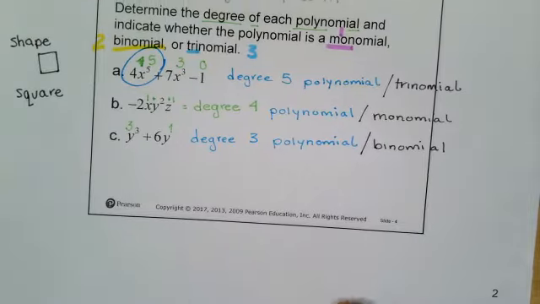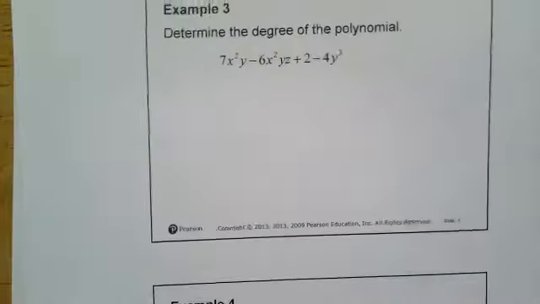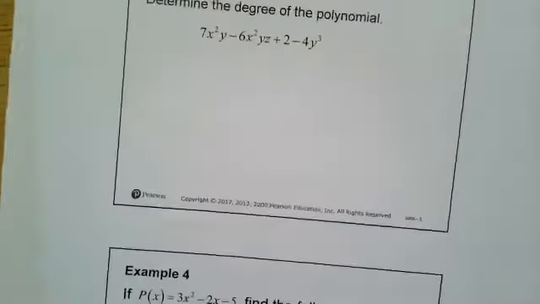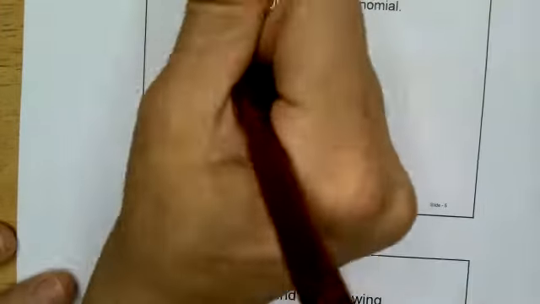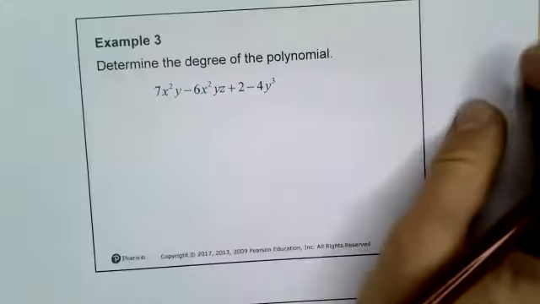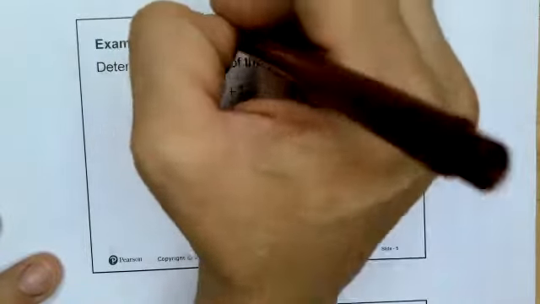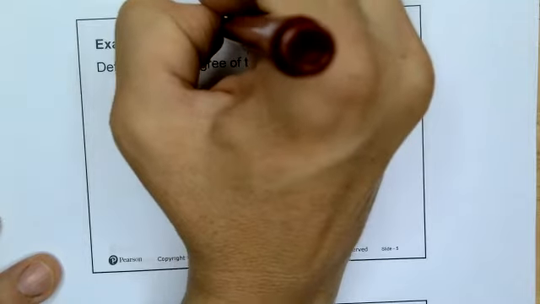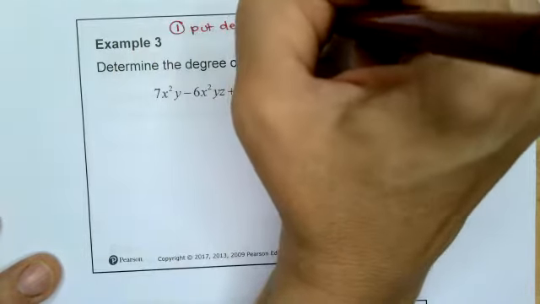Okay. Example 3 asks us to find the degree of this polynomial. I think I said on the last slide, but it's important to put them in order from the greatest degree down to the constant, because the constant's always degree of 0. So standard form means the degrees in descending order. So step 1 is put the degrees in descending order.